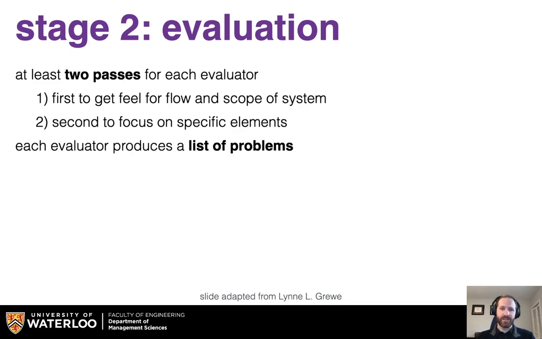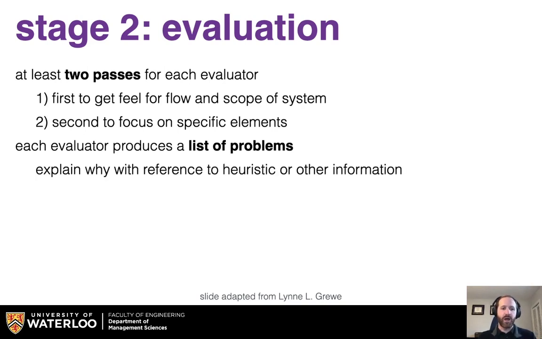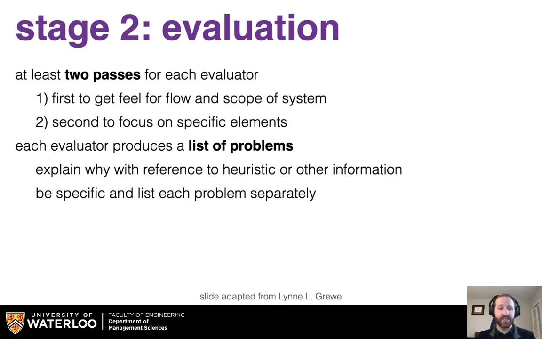The evaluator will produce a list of problems. Usually there's an accompanying sheet that they will fill out, some sort of a template. And they want to explain why each problem exists with reference to the heuristic or other information. You want to be specific and list each problem separately, so you have all these atomic units that you can then go through and check later when you're trying to revise the design.